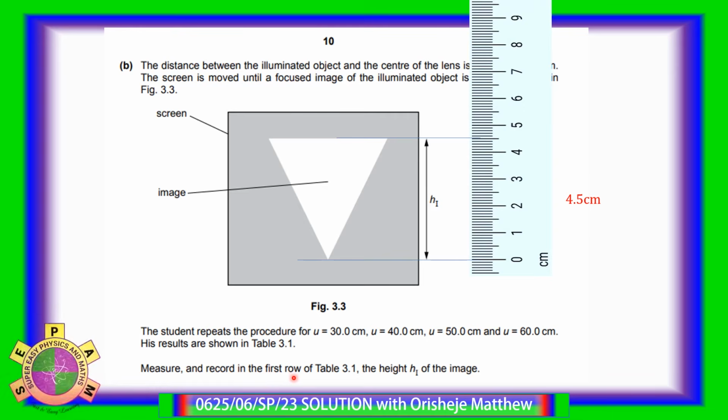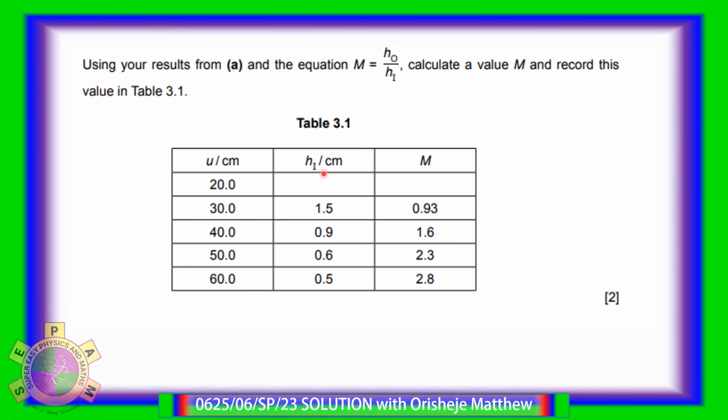Now measure and record, in the first row, the height of the image. So using this result and the equation, calculate the magnification. This is the reciprocal of the magnification. Magnification is supposed to be image size over object size. But in this setup, this experiment is modified.